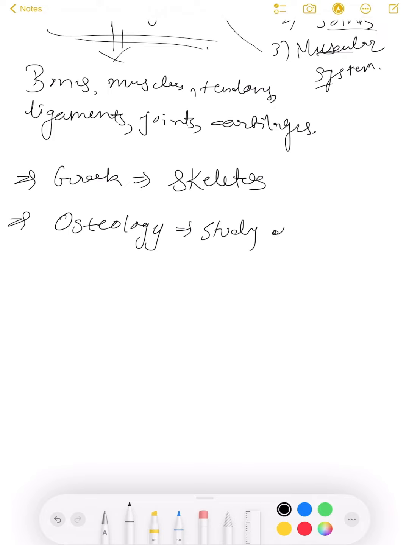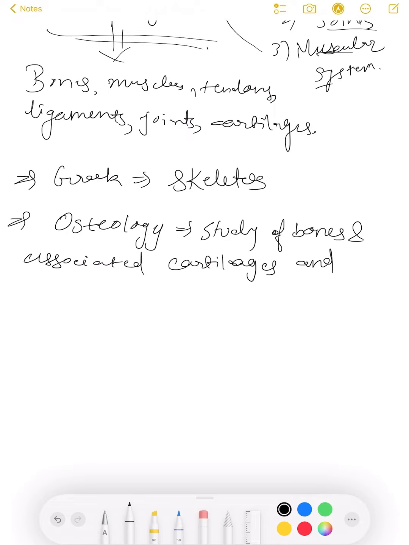Study of bones and associated cartilages and membranes. Getting? Osteology: study of bones and associated cartilages and membranes.